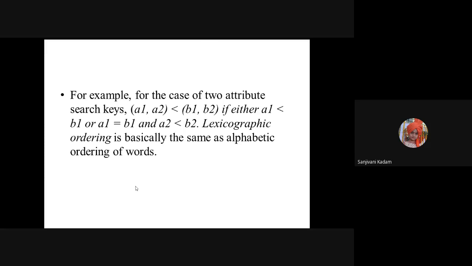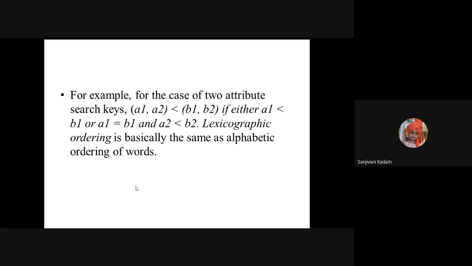Next, it means how we can decide it. If it is more than one attribute, then how can we decide? So here an example is given, for example the case of two attributes. We have two attributes A1 and A2 for the storage of the search key value, and in the same way there are two values, A1, A2 and B1, B2.